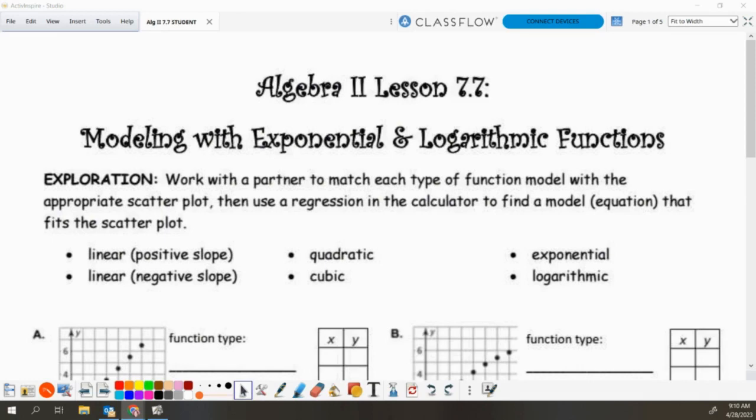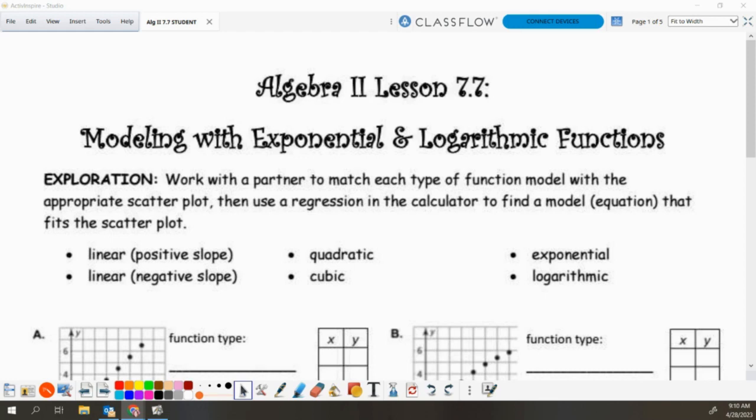To get us started on this lesson, it says modeling with exponential and logarithmic functions. We did do other modeling back in the fall. We modeled with linear and quadratic functions. So the process is going to be the same. Those of you who remember the little foldable, we had this same foldable last semester when we were doing linear and quadratic modeling.